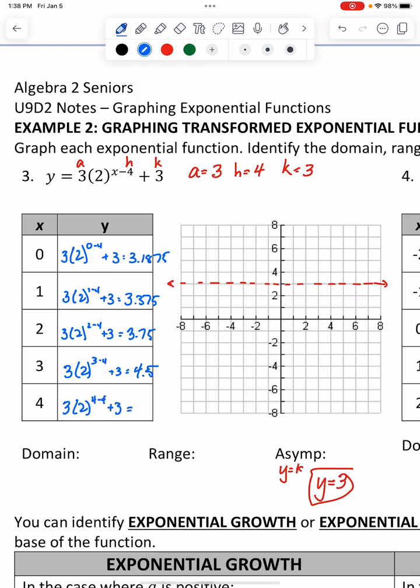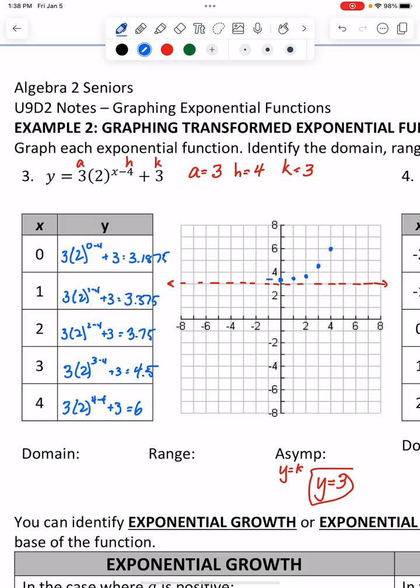That gives us 6. So again, I know decimals are not going to be perfect on your graph, but we're going to graph 0, 3.1875. So 0, and just a touch over 3. And then 1, 3.375. So 1, and then just a bit above that last dot. 2, 3.75. So 2, and then a little bit higher there. 3, 4.5. So 3, and then halfway between 4 and 5. And then 4, 6.